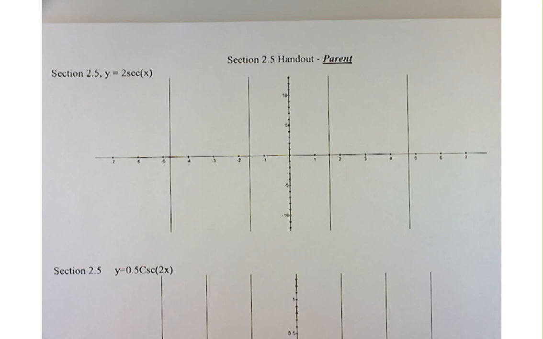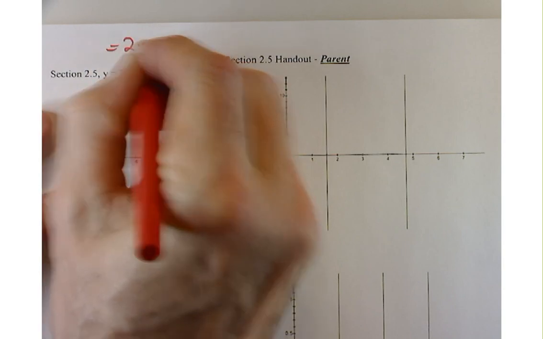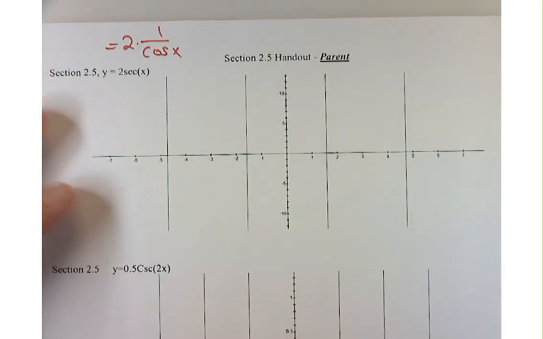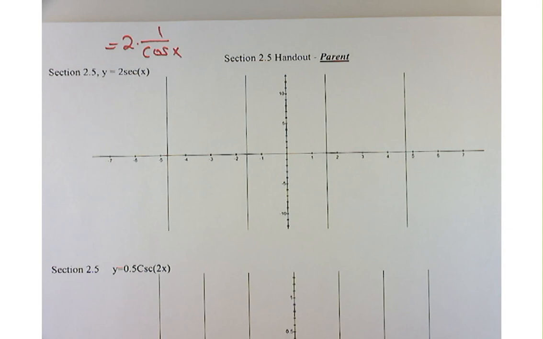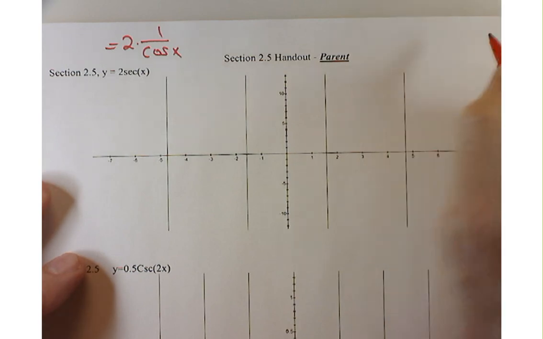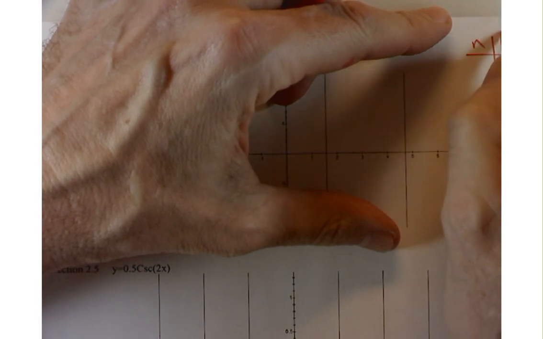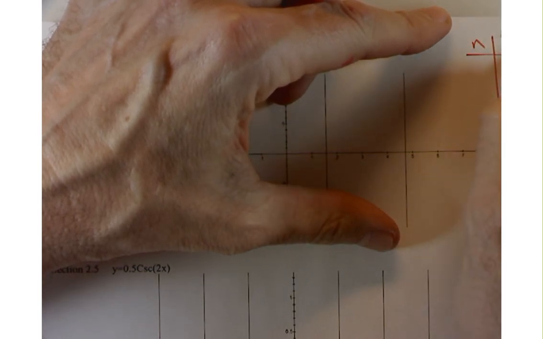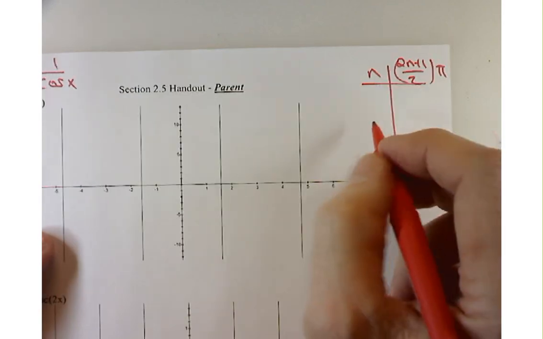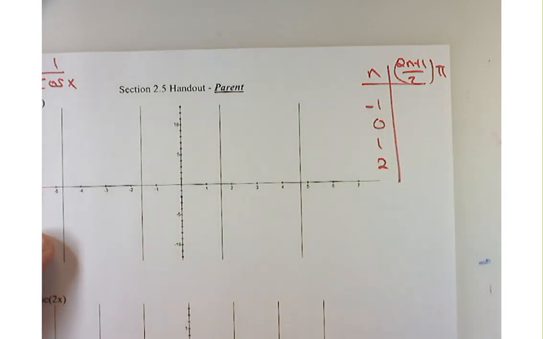Remember, the secant is really 1 over the cosine. So another way I could write that is 2 times 1 over the cosine. Now, how many people have committed to memory yet? Where's the cosine equal to 0? (2n plus 1) times pi over 2. Perfect. So let me write a little table over here. n and (2n plus 1) over 2 times pi. And I'm going to plug in a few values here: 0, 1, 2, and then maybe -1, just for giggles.